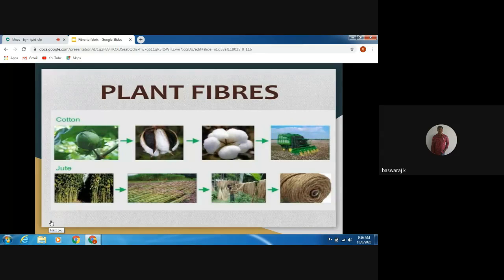Cotton is a fruit. Yeah, cotton ball is a fruit. Sir, we can eat? No. See, all fruits are not eatable. All fruits are not eatable fruits.